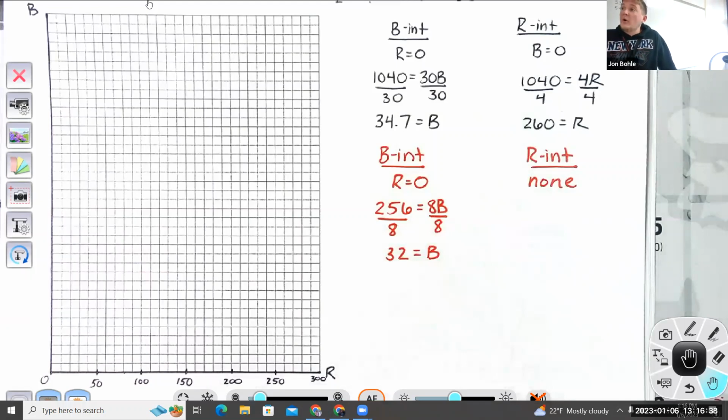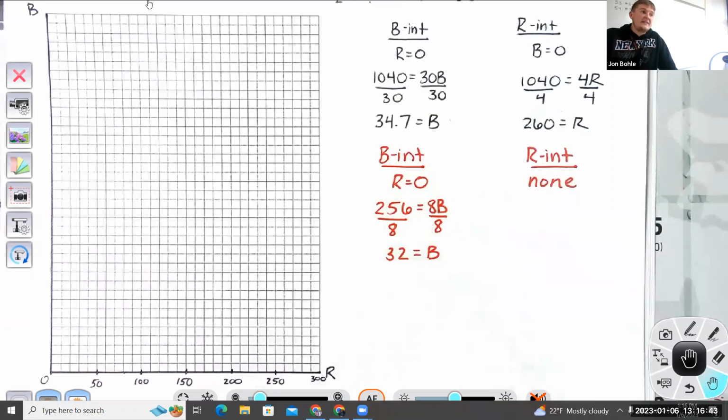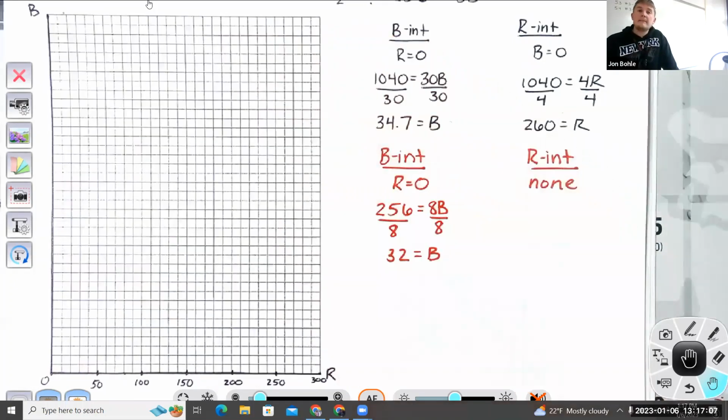Okay, on the B axis, I know I need to get to at least 35. And there's 40 slots there for me. So what can I go by? 2. If I go by 2, I'd be at 80 at the top. So don't overthink it. 5. If I get to 5, I will be at 200 at the top. 10, I'll be at 400 at the top. We only need to get to right around 35.